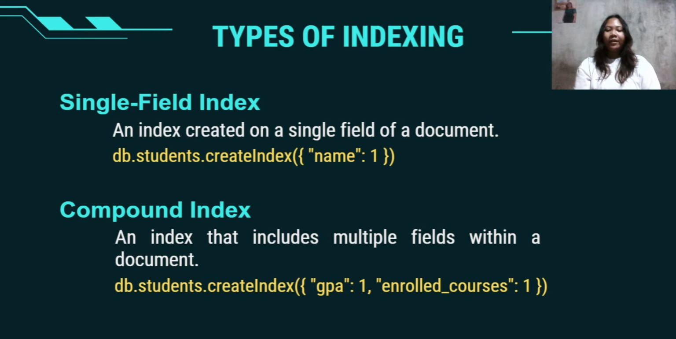And then the compound index, it is an index that includes multiple fields within a document. So ayun nga, sa sample code natin, nandun yung collection natin, then yung pag-create natin ng index. But then, dito, gagawan naman natin ng index yung GPA and enrolled courses natin na both naka-assigned into ascending order.